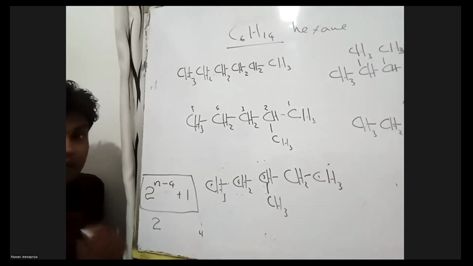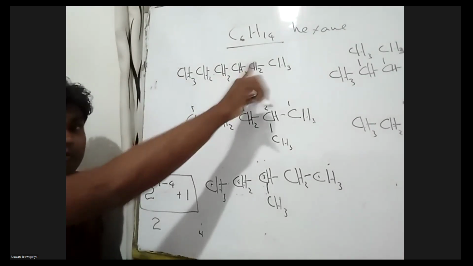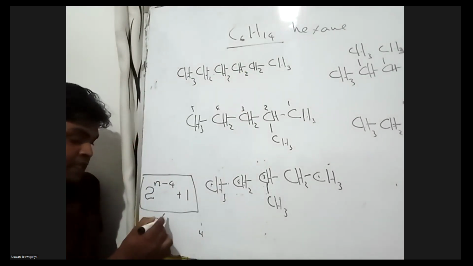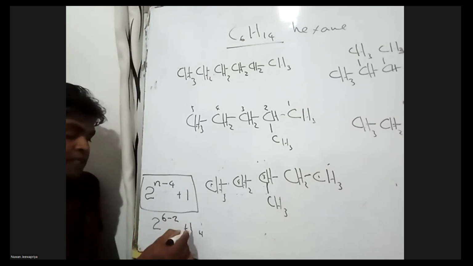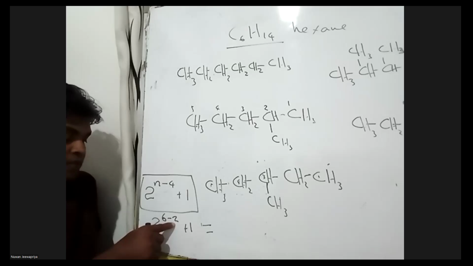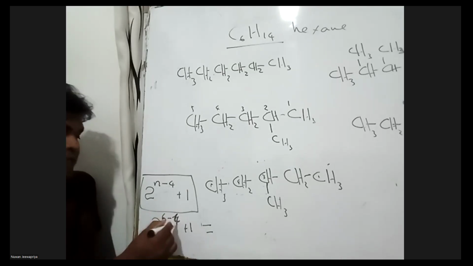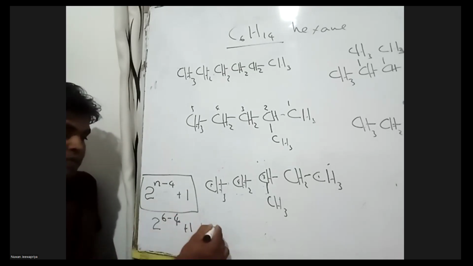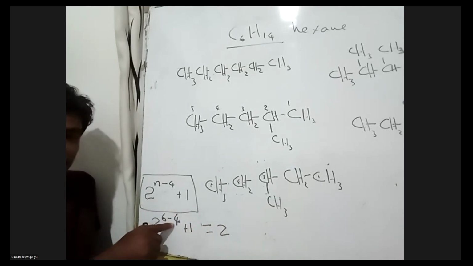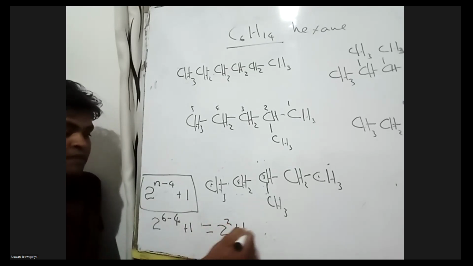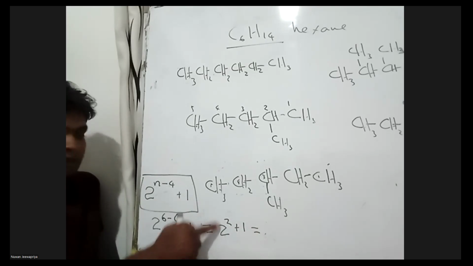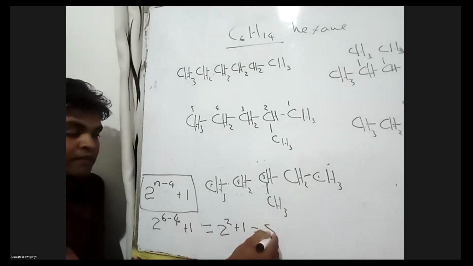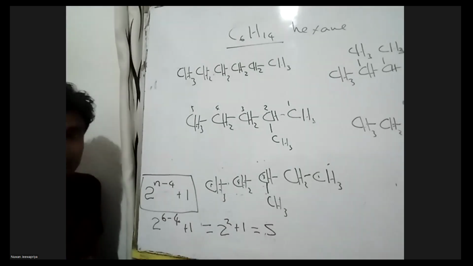You apply this equation. In 2 to the power n, n means the number of carbon atoms. Here how many carbon atoms? 6. 6 minus 4, it should be 6 minus 4. 6 minus 4 is 2. So 2 to the power 2 is what? 4. 4 plus 1, 5. The maximum number of isomers is 5.